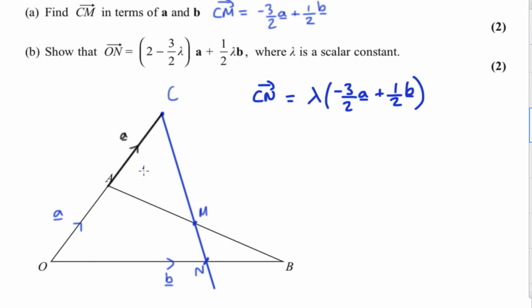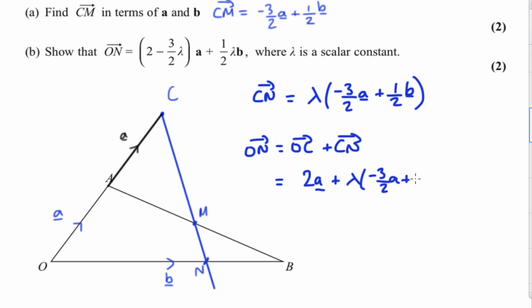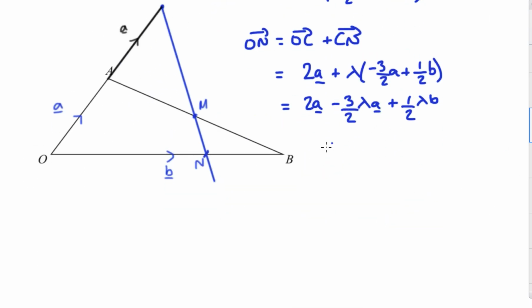We can then say that if we want to go from O to N, it is O to C plus C to N, which is 2A plus lambda lots of minus 3 over 2A plus a half of B, which if we expand the brackets, we have 2A minus 3 over 2 lambda A plus a half lambda B. We've got A in two places here, so we can say then that O to N is A times 2 minus 3 over 2 lambda, plus a half of lambda B. So that's what they were after for part 2.